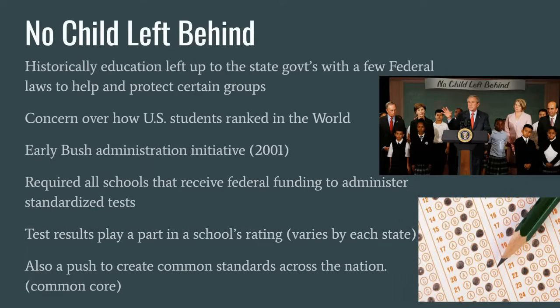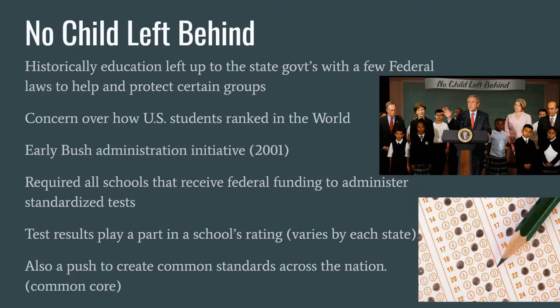One of President Bush's major initiatives was called No Child Left Behind. Historically, education had been left up to the state governments, albeit with a few federal laws to help and protect certain groups. However, there was growing concern that U.S. students were falling behind their peers in developed countries. The No Child Left Behind legislation required all schools that received federal funding to administer standardized tests with the hope that it would raise educational standards and benchmarks, and that would result in improved results. The test results also played a part in a school's rating or report card, and these report cards varied by individual states. There was also a push to create common educational standards across the country in what became known as Common Core Curriculum.